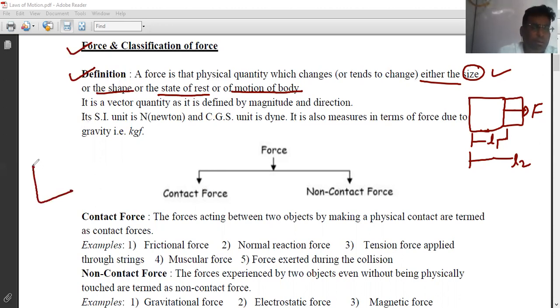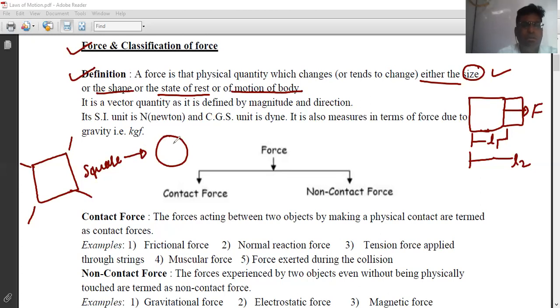We can also change the shape. Suppose the original shape of an object is a square, and we want to change its shape into a circular shape. By applying force from all sides, we can change it into a circular shape, right? And for rest, suppose an object is at rest; by applying force, it will be converted into motion, right? So force can change the shape, size, state of rest or motion of the body.